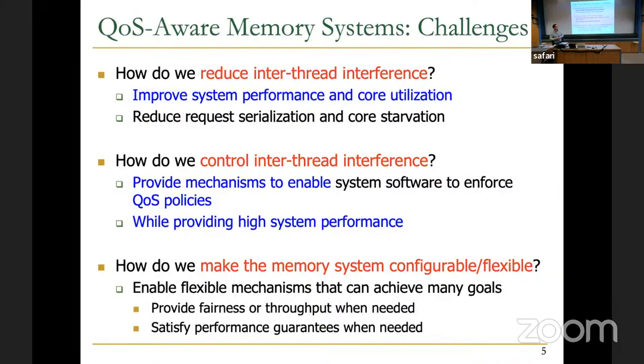And we said that there are three major things that we would like to achieve ideally: reducing inter-thread interference as much as possible so that we maximize performance, controlling inter-thread interference so that we can enforce quality of service policies and performance isolation while providing high system performance, and making the system configurable and flexible so that you can actually enforce different types of policies as needed and as required by the users or agreements, right?